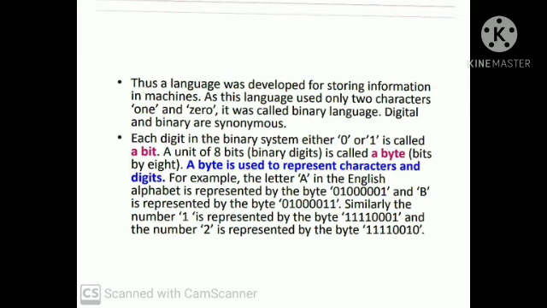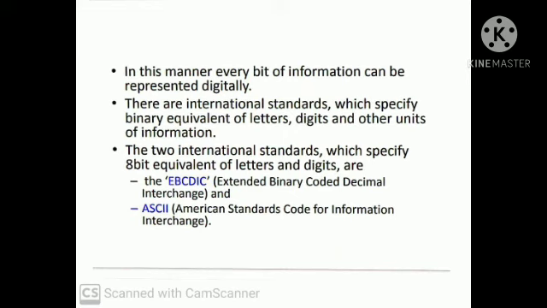For example, the letter A in the English alphabet is represented by the byte 01000001 and B represented by the byte 01000011. Similarly, the number 1 is represented by the byte 11110001 and the number 2 is represented by the byte 11110010. In this manner, every bit of information can be represented digitally.